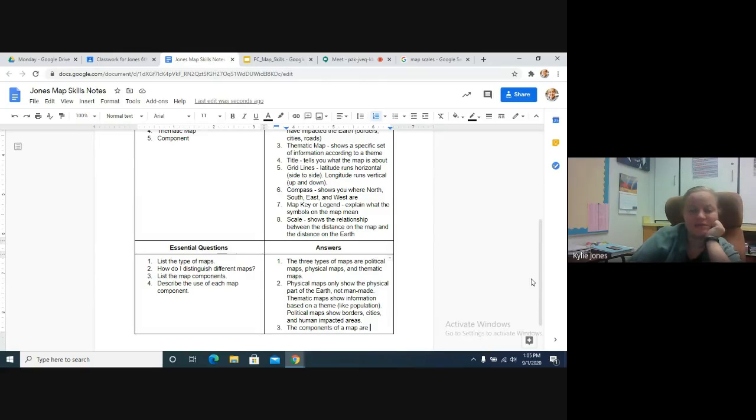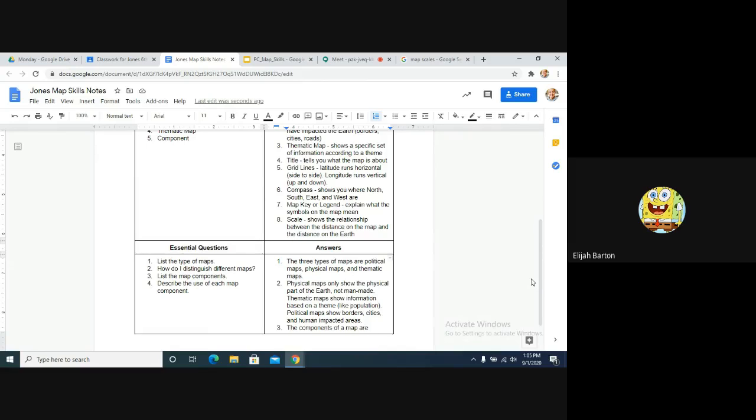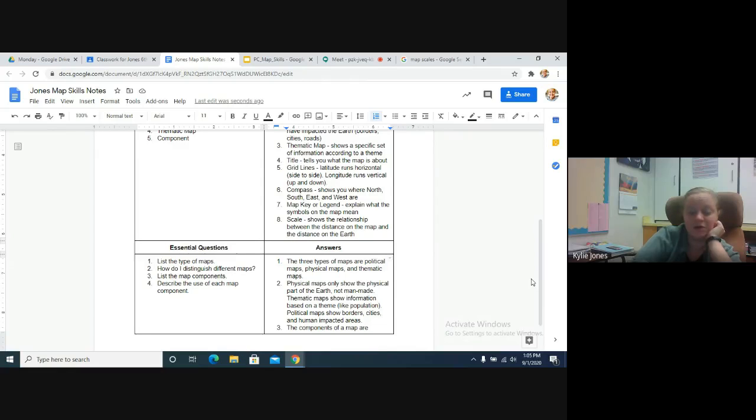Take a second to finish that sentence. What are the 5 components of a map? What did we just list? Do we answer this? Yeah, answer it on your own first, and then I'll type out my answer. But try it on your own first. We did just talk about the 5 components, so I think you should be able to list them on your own.